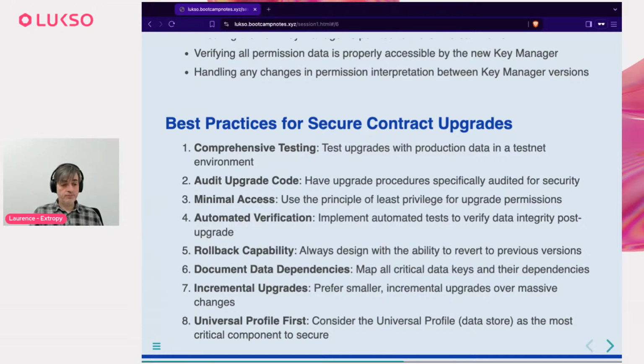Document everything. That's really essential. It will save you so much time and so much stress if you have all of this documented and prepared when you actually do the upgrade. You don't want to be hunting around for details. And if you can upgrade in increments, that certainly makes sense. And the universal profile, that's going to be the most critical component. So really concentrate on that. Make sure that that's done correctly.